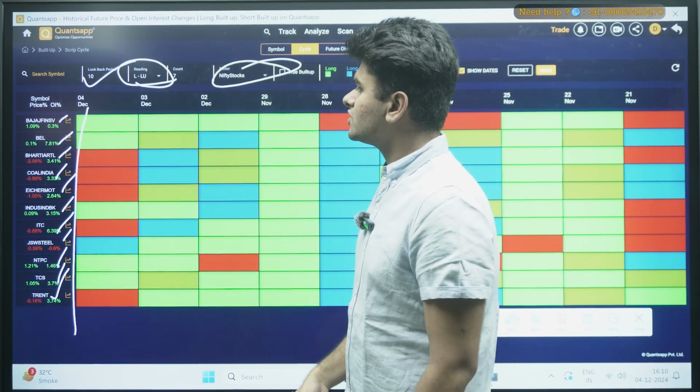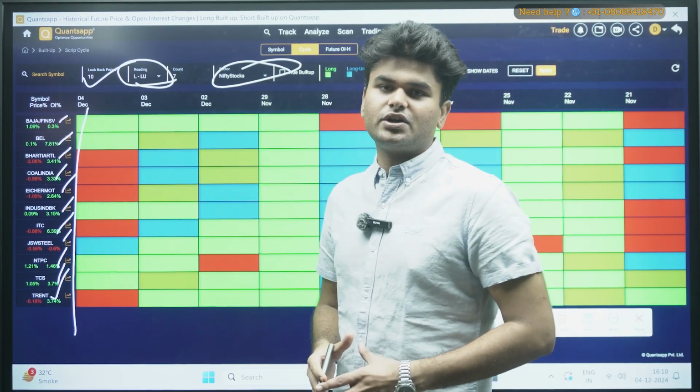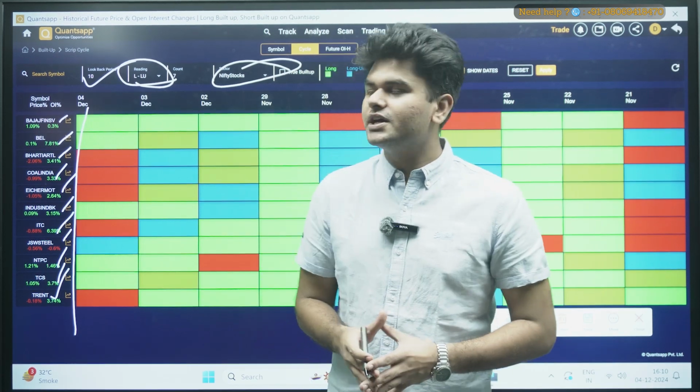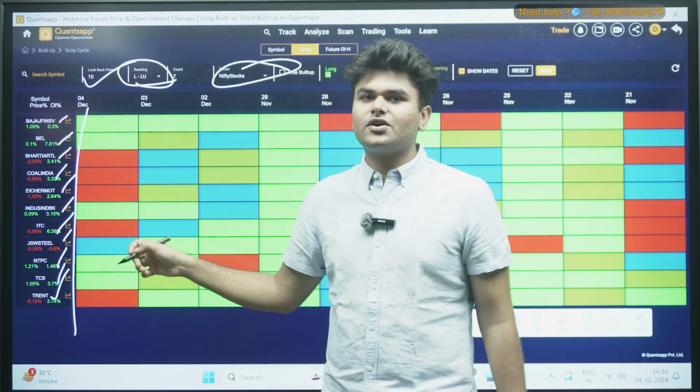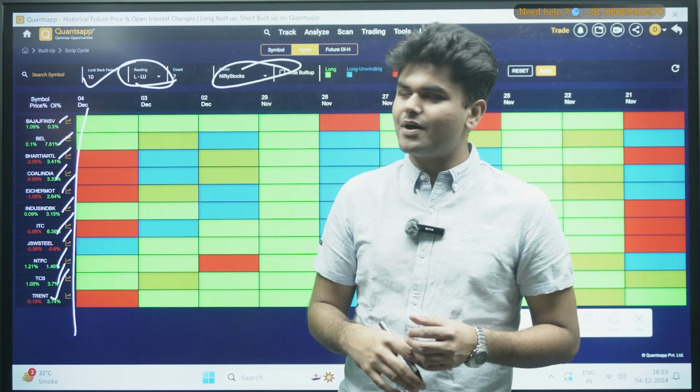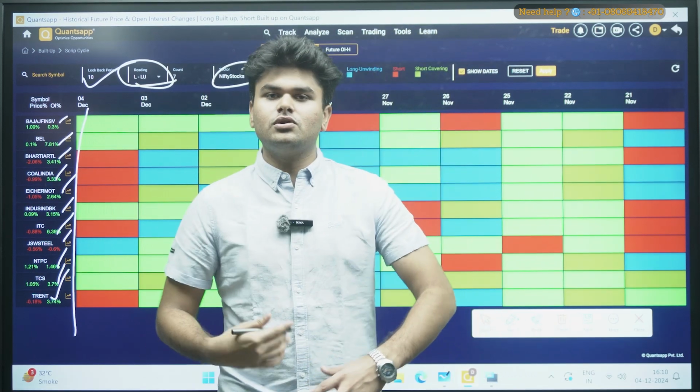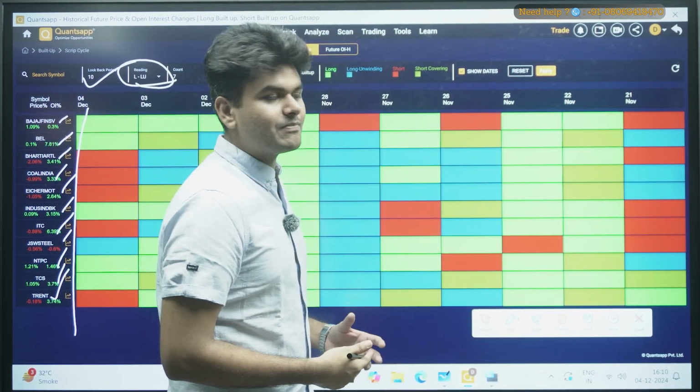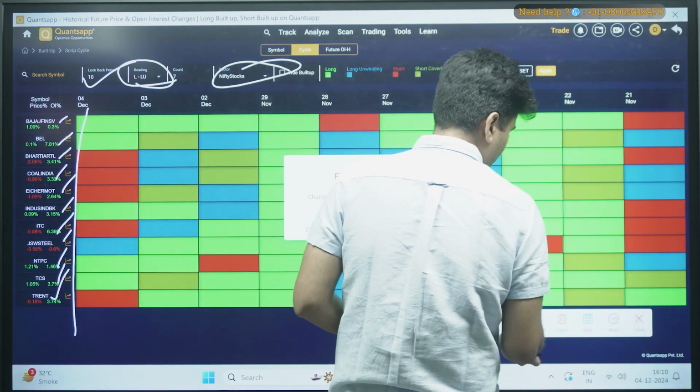You can choose any of the stocks. If you want to trade any of the stocks on the bullish side in Nifty, you can select one of these stocks because they are showing a bullish pattern. And if you want to look at the Nifty chart pattern, let us just analyze Nifty's chart pattern.